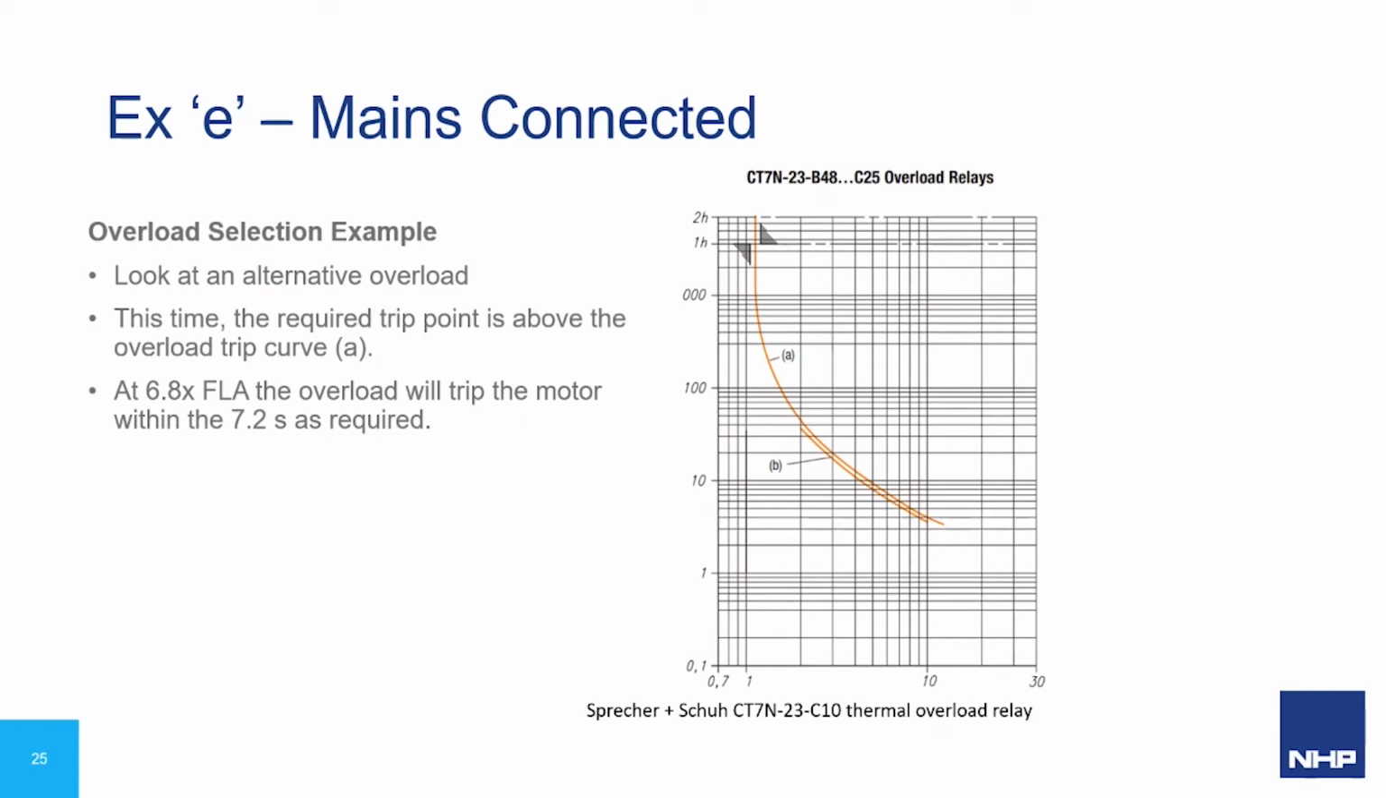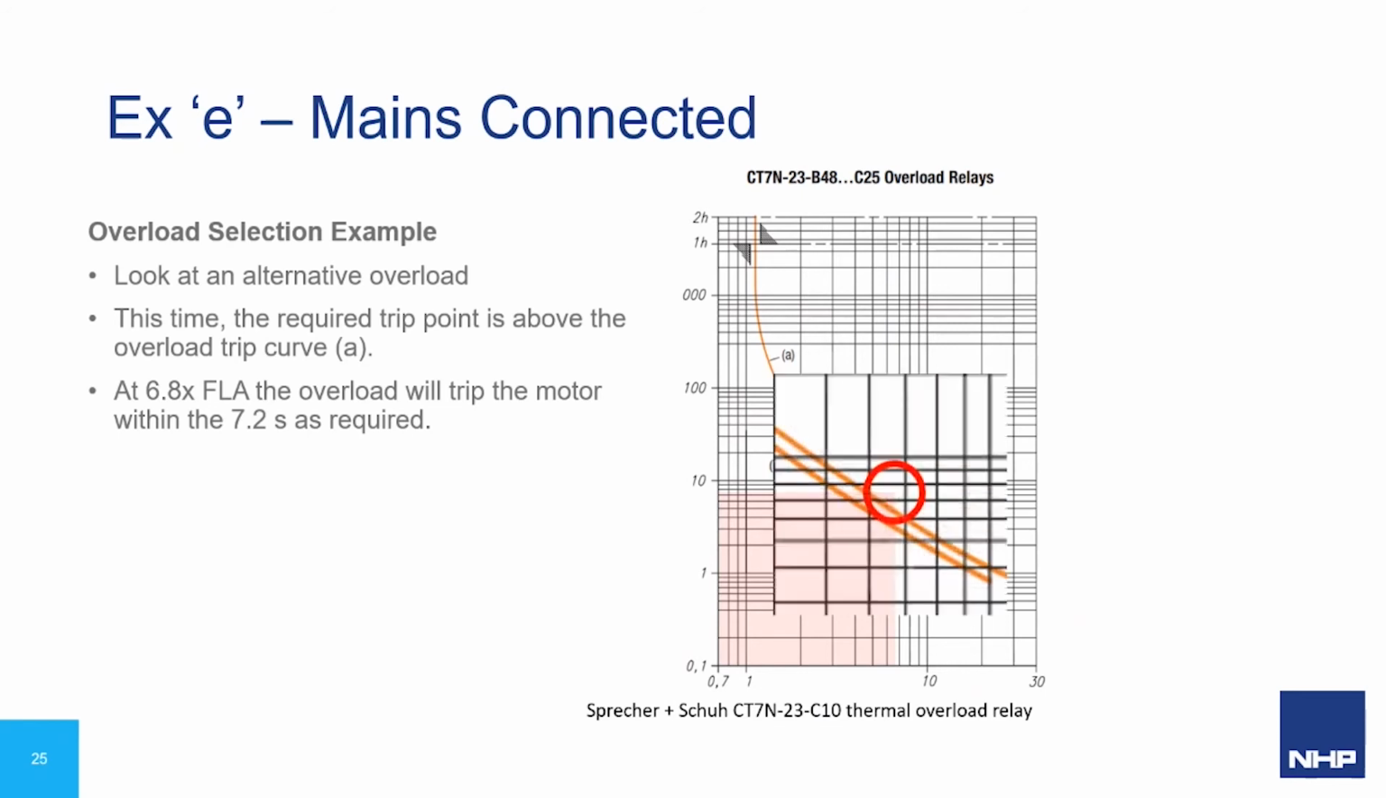So if we begin to look at an alternative relay here, in this case, we'll look at the CT7N23C10, which is a thermal overload with the trip curve shown here. Now, in this situation, we require a trip point, again, above the overload trip curve, which is the top curve labeled A. So if we begin to draw the same lines for the 6.8 times the full load current and the TE time constraint of 7.2 seconds, we'll be able to determine if this is suitable.